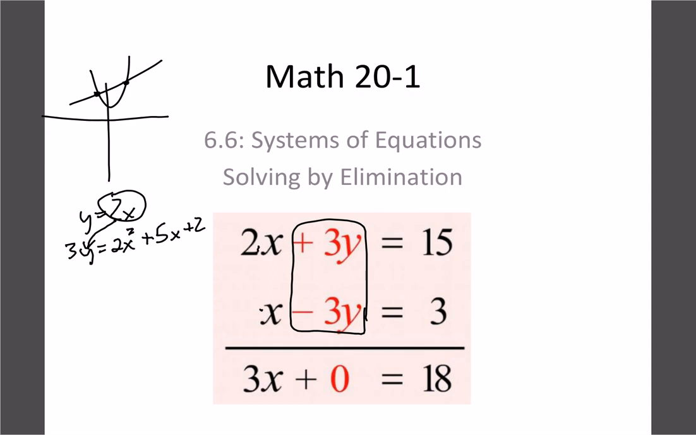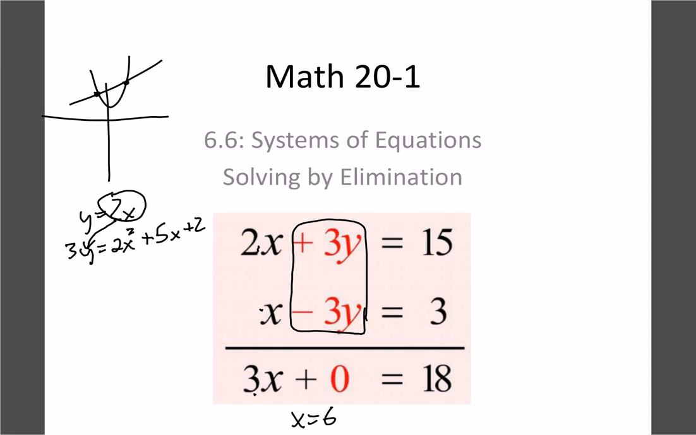So we have 2x plus 1x equals 3x. The 3y and minus 3y cancel, give us 0. 15 plus 3 is 18. So we just get 3x equals 18, x equals 6. So it's a pretty quick, easy way to solve for x.